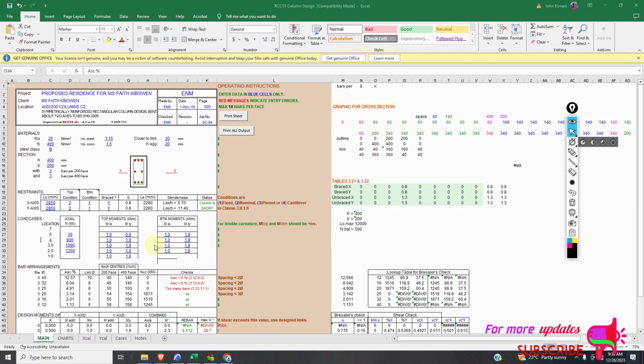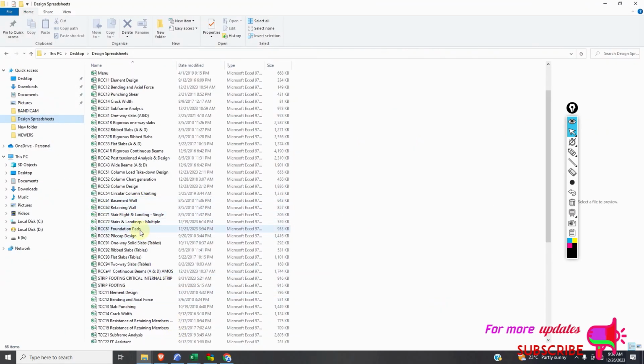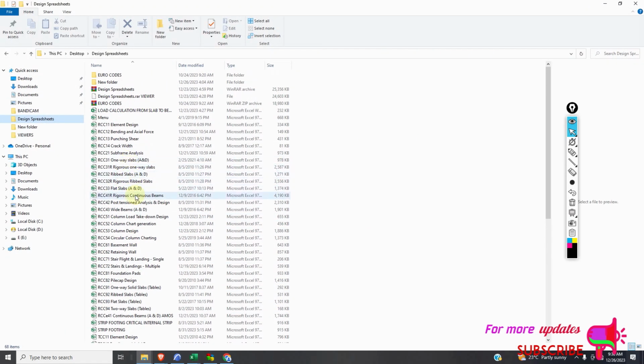So you need to do the load takedown of that particular column so that you can design. So I will introduce you to a set of design spreadsheets. You can see all these design spreadsheets. I will insert a link in my description where you can download these design spreadsheets, and you can see how we are going to deal with RCC 51, that is Reinforced Concrete Center 51, column load takedown design, and RCC 52, column chart generation, and RCC 53, that is column design. And also, if you are designing a circular column, you're going to need RCC 54 column design.